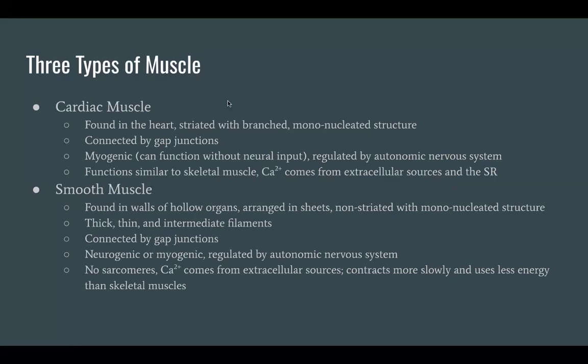And then the other two types. Cardiac muscle is found in the heart. It is also striated with a branched, mononucleated structure. The cells are connected by gap junctions, and this is myogenic. So the cardiac muscle can function without neural input, and it is regulated by the autonomic nervous system.